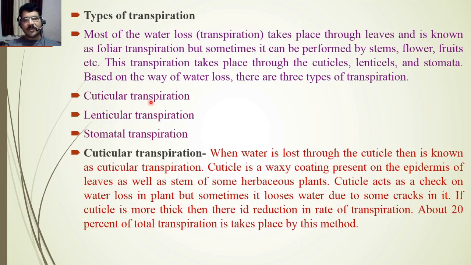First of all, we will see cuticular transpiration. The cuticle is the outermost layer of the plant, present on the epidermis of a leaf or stem. This is a waxy layer, exuded out from the epidermal cells, forming a waxy coating on the epidermis. When water is lost through the cuticle, it is known as cuticular transpiration.